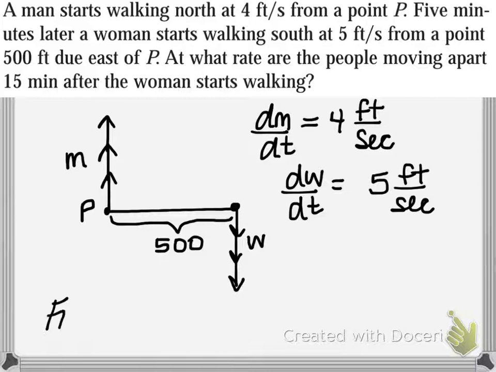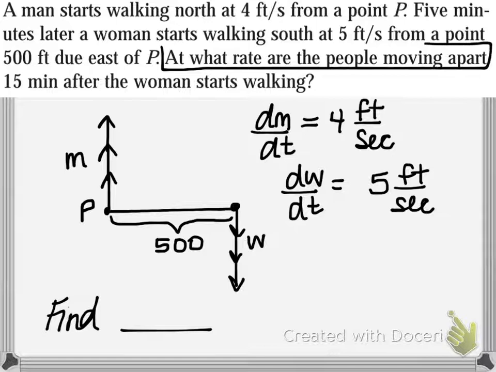And lastly, we want to come up with what I call a find statement. So what are we being asked to find? In this case, we're finding at what rate the people are moving apart. So going back to my diagram, we need to label the distance between the 2 people. If the man ends up walking to a point up here and the woman ends up at a point down here, then the distance between them would be indicated by this red line segment.